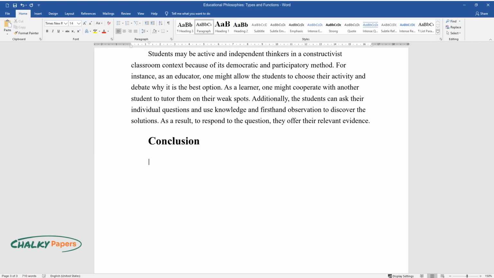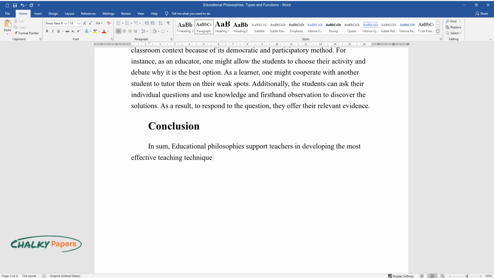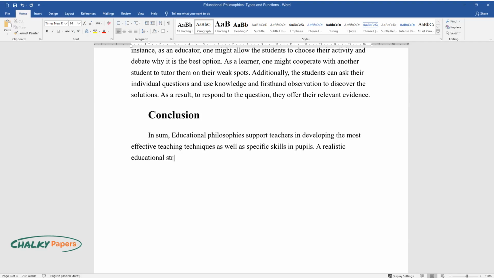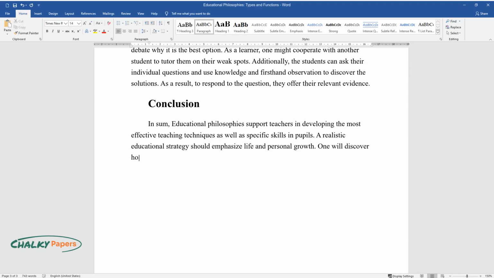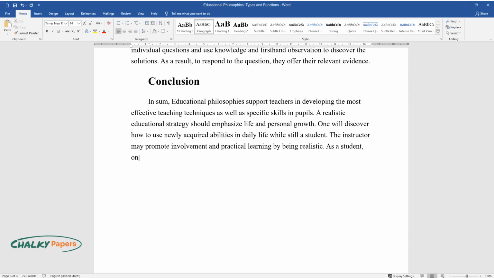Conclusion. In sum, educational philosophies support teachers in developing the most effective teaching techniques as well as specific skills in pupils. A realistic educational strategy should emphasize life and personal growth. One will discover how to use newly acquired abilities in daily life while still a student. The instructor may promote involvement and practical learning by being realistic. As a student, one develops critical thinking and reasoning abilities.